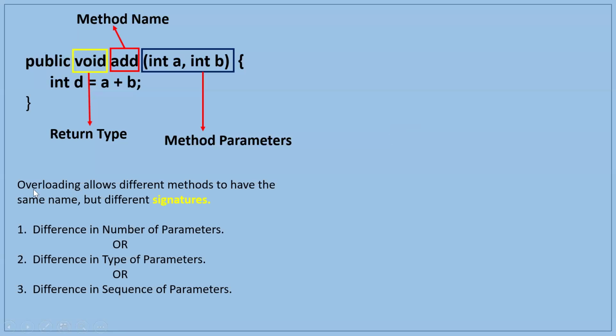Now, what is overloading? Overloading allows different methods to have the same name but different signatures. Whenever you are using the concept of overloading, it says that in the same class, you can create multiple methods with the same name, but you have to make a difference. How can you make a difference? Either a difference in the number of parameters, or a difference in the type of parameters, or a difference in the sequence of parameters.